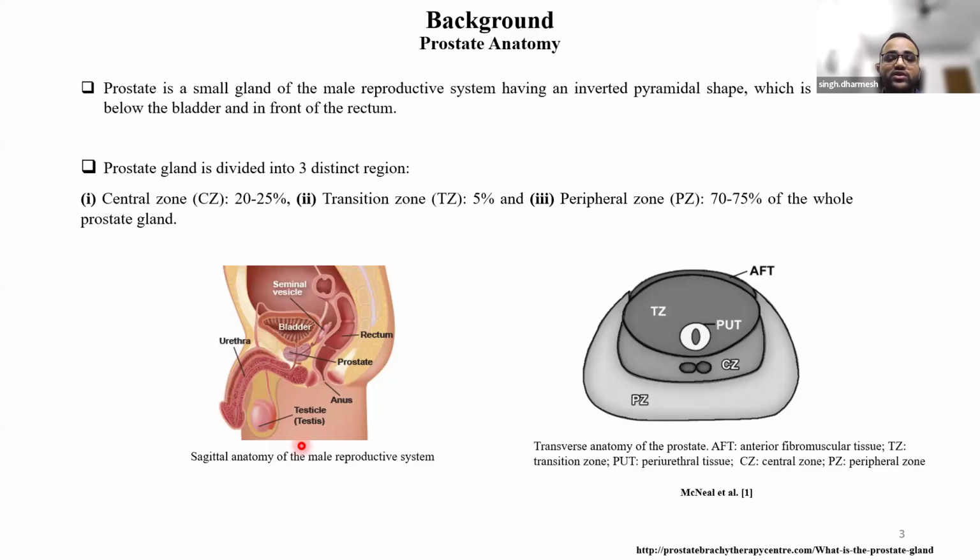Anatomically, the prostate is divided into three distinct zones: the central zone, the transition zone, and the peripheral zone. The central zone makes up 20 to 25% of the prostate volume, and the transition zone, which is the smallest zone, makes up about 5% of the volume. What is very important is that most prostate cancer occurs in the peripheral zone. This is the largest zone of the prostate, accounting for 80 to 85% of the prostate. Importantly, this is also where most prostate cancer originates.